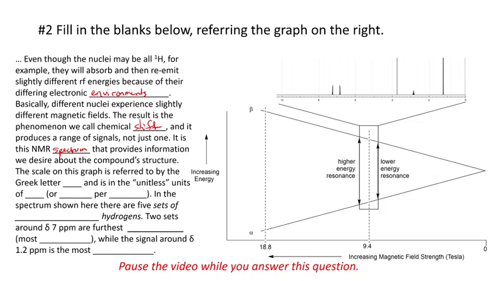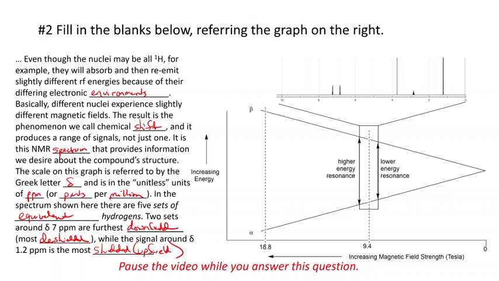The scale on this graph is referred to by the Greek letter delta and is in the unitless units of ppm, or parts per million. In the spectrum shown here, there are 5 sets of equivalent hydrogens. The 2 sets around delta 7 parts per million are furthest downfield, most deshielded, while the signal around delta 1.2 is the most shielded, or upfield, of them all.